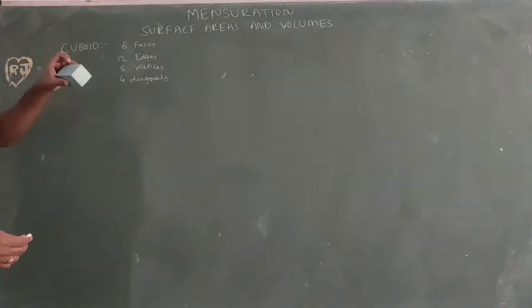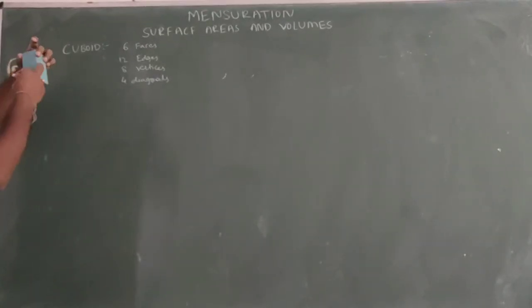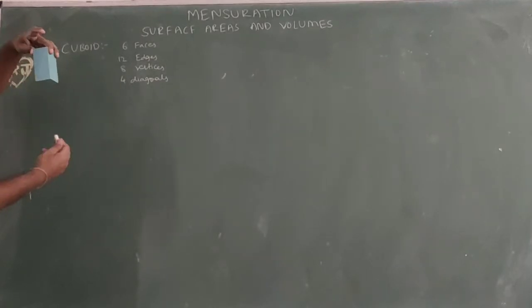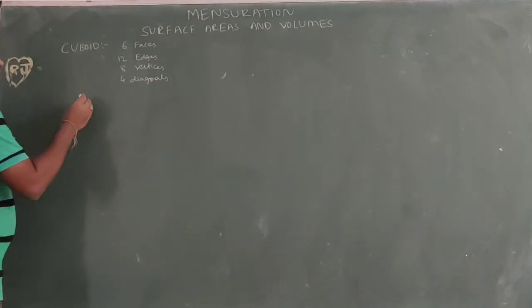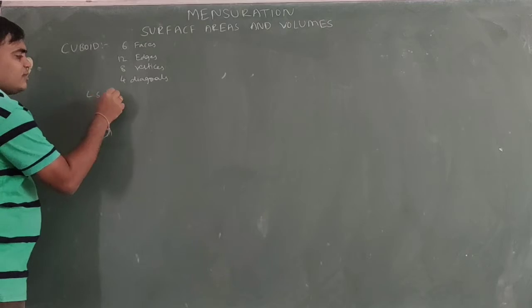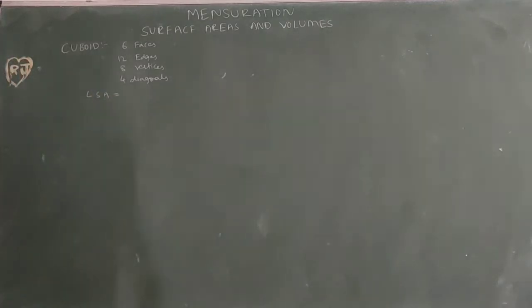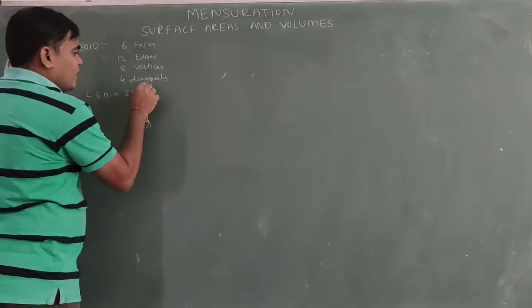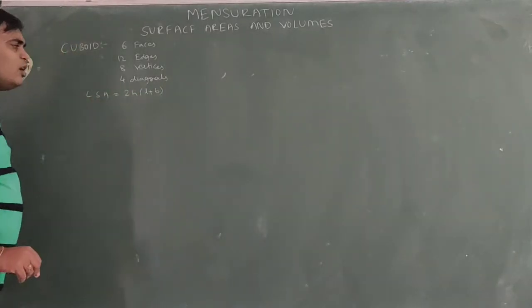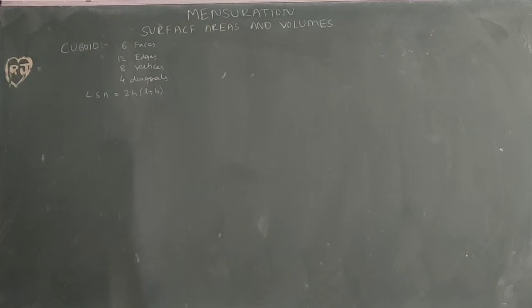How many lateral faces are there? 1, 2, 3, 4. These are the lateral faces. So the lateral surface area is equal to 2h(l + b). 2h(l + b) is the lateral surface area.